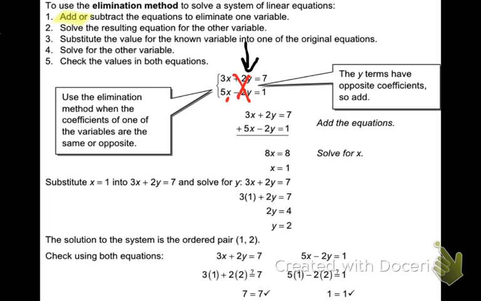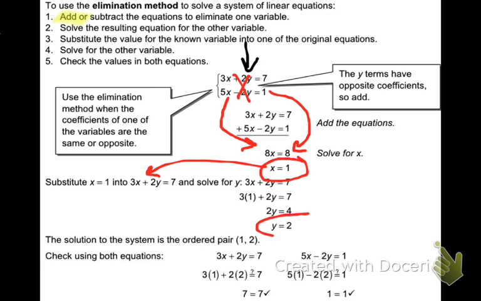Well, that gets me then 3x plus 5x is 8x. 7 plus 1 is 8. I can solve for x, which is 1. So the first part's different. The second part's still the same. Once I have a variable, I then just plug it back in to get your second variable, and then your answer is still going to be an ordered pair.